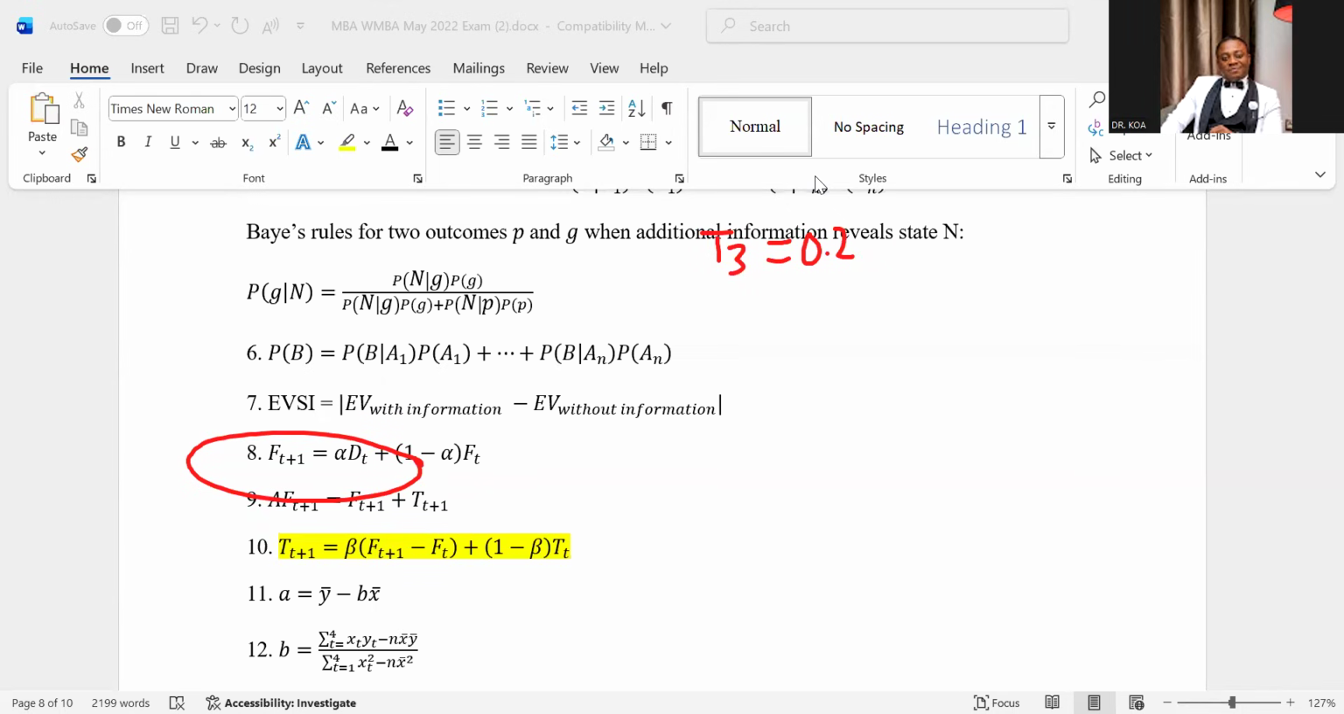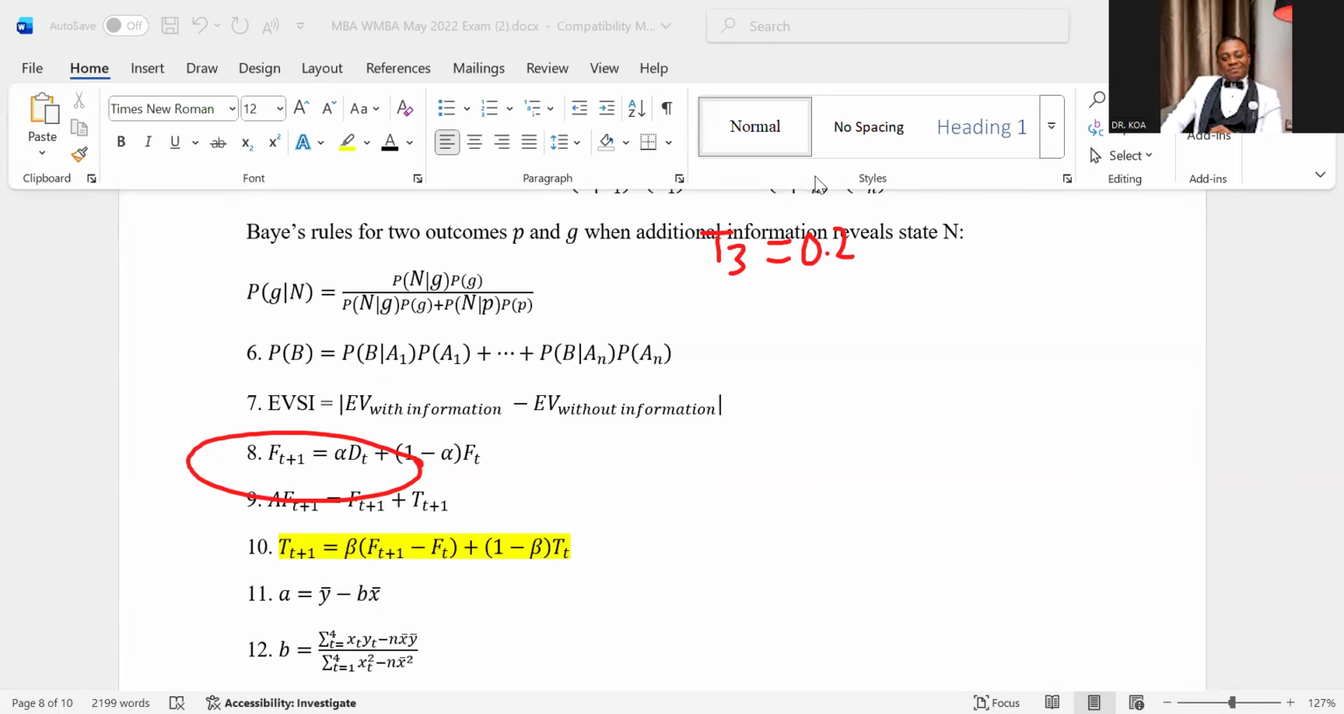FT plus 1 means that since we are in T3, then the T plus 1 will be what? Period 4. No, it can't be period 4. Period 3. T3. Yeah, so our FT plus 1 will be F what?